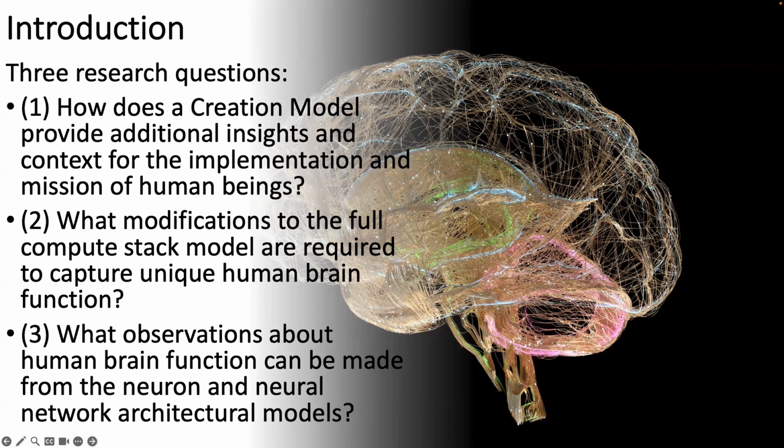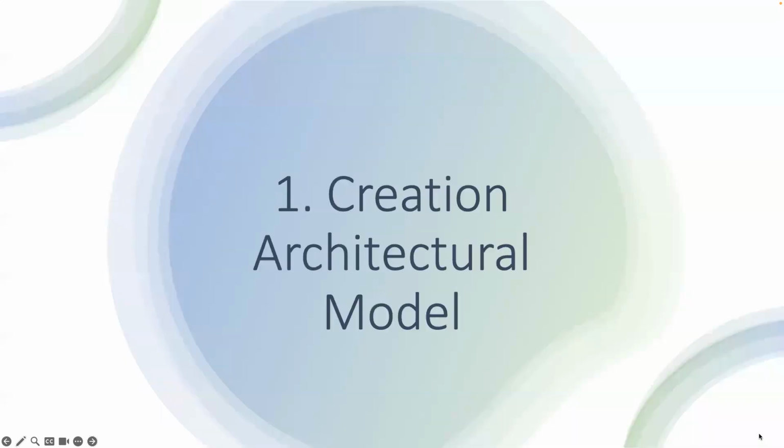research questions are discussed. One, how does the creation model provide additional insights and context for the implementation and mission of human beings? Two, what modifications to the full compute stack model are required to capture unique human brain function? And three, what observations about human brain function can be made from the neuron and neural network architectural models? So hopefully you'll see how that works here.